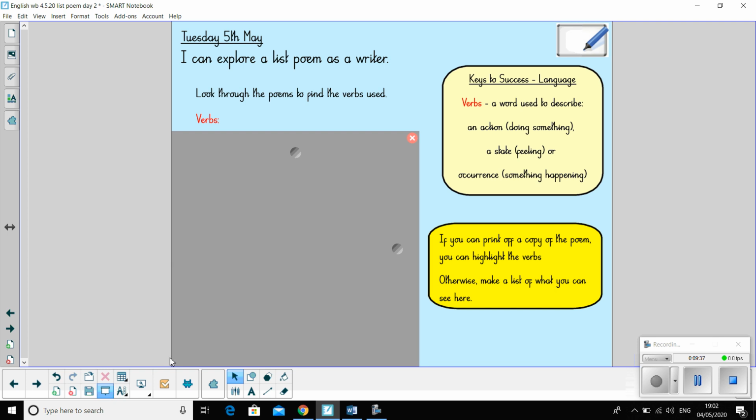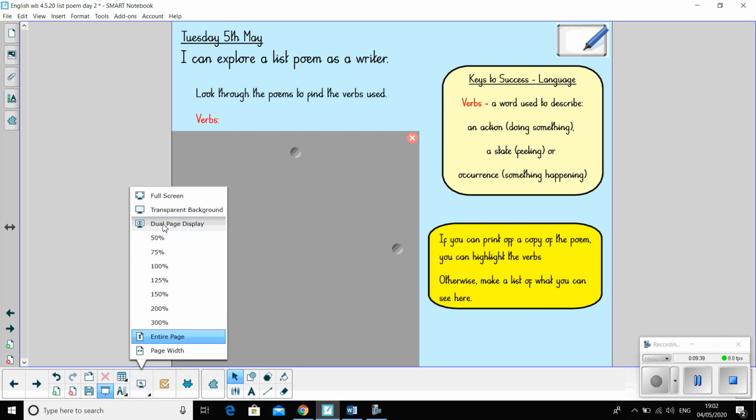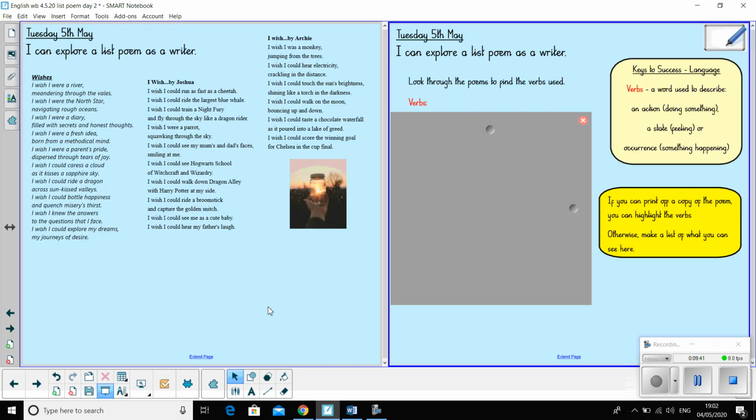So the page before here, I've put a blank one, so you can leave this screen on and pause it in a moment when I finish giving you instructions, and you'll be able to see all the poems on the screen if you haven't got them already printed out. See if you can find as many verbs as you possibly can. Maybe give yourselves 2 minutes on the clock. What can you find? Off you go. Pause the video.